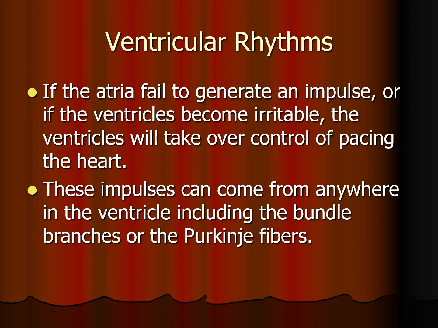Ventricular rhythms. If the atria fail to generate an impulse, or if the ventricles become irritable, the ventricles will take over control of pacing the heart. Remember, every cell in the heart has the ability to do this. These impulses can come from anywhere in the ventricle, including the bundle branches or the Purkinje fibers.